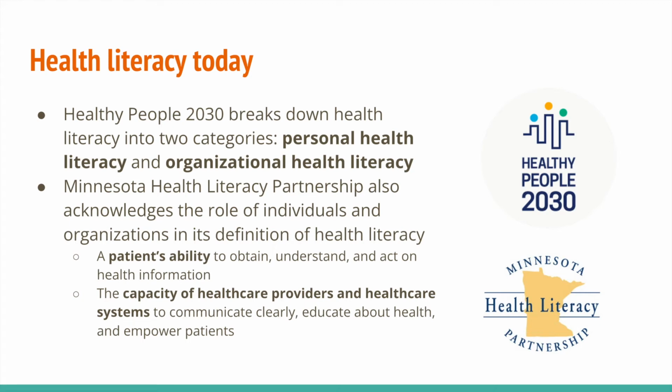Healthy People 2030 breaks down health literacy into two categories: personal health literacy and organizational health literacy. These are defined as follows. Personal health literacy is, quote, the degree to which individuals can find, understand, and use health information and services to make health-related decisions. Organizational health literacy is, quote, the degree to which organizations equitably enable individuals to find, understand, and use health information and services to make health-related decisions.